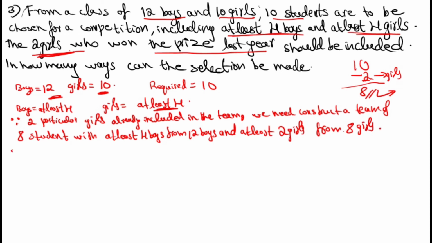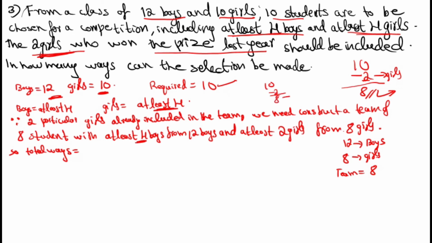Okay, so total ways is equal to, see, we'll start with at least 4 boys. Remember, 12 boys there and 8 girls are there. We need to construct a team of 8 members. Yes or no? Since given question is construction of team of 10 members, but 2 girls are already selected. So 10 minus 2, 8. That's the team members. 8 students you need to select. Okay, how many boys are there? 12 boys are there. You need to select at least 4.